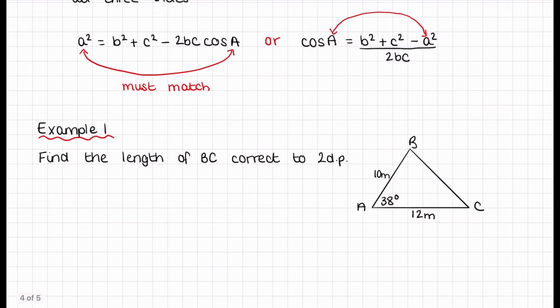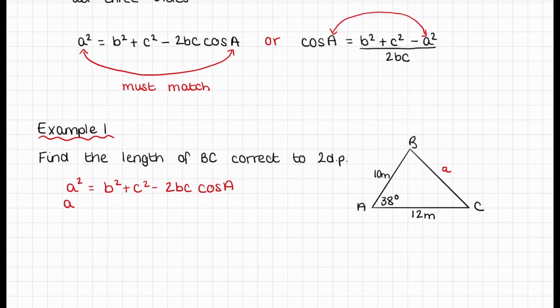So find the length of BC correct to 2 decimal places. So I'm just going to call that small a because it's opposite angle A. And we're trying to find the side, so we can use the first rule. So a squared equals b squared plus c squared minus 2bc cos a. And just put our values in.